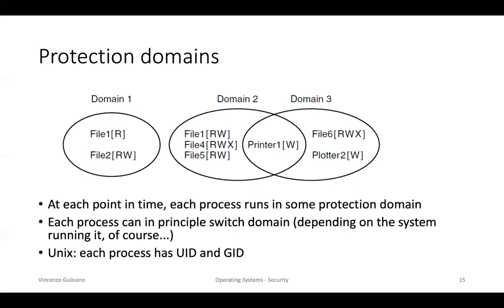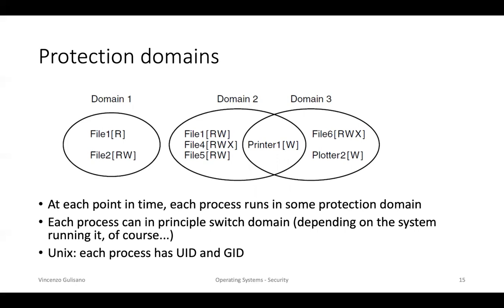Here we have an example with 3 domains, each containing some objects and associated operations. As you can see, the same object, file 1 for instance, can be associated with different domains and with different operations. At the same time, the same object, printer 1, can also exist within the same operation for multiple domains.